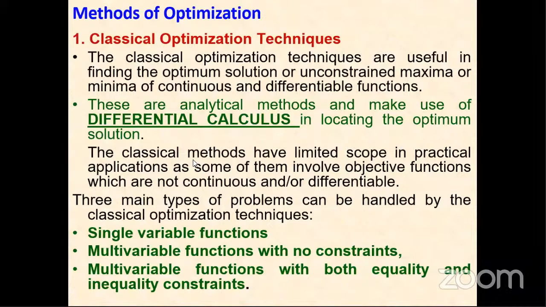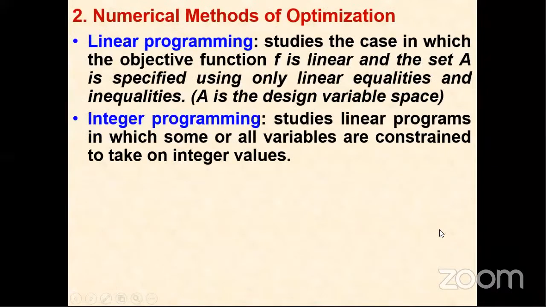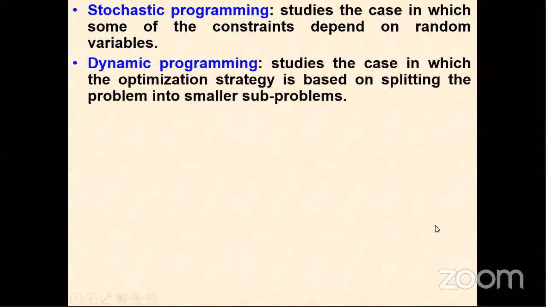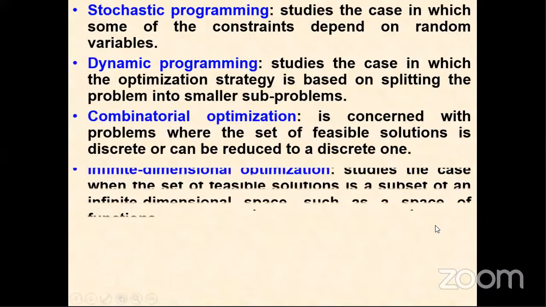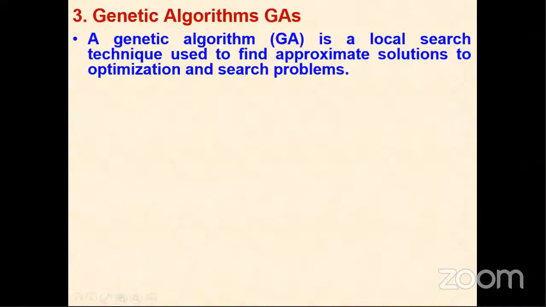So we have classical optimization, differential calculus, and we go with single variable optimization, multivariate with constraints, what we read in our optimization techniques coursework. And then you go with the numerical methods for LPP, integer programming, quadratic programming, nonlinear programming. You go with a number of techniques. So like this, you use today's technology, with the help of computers we could run so many things. And you go with genetic algorithms.